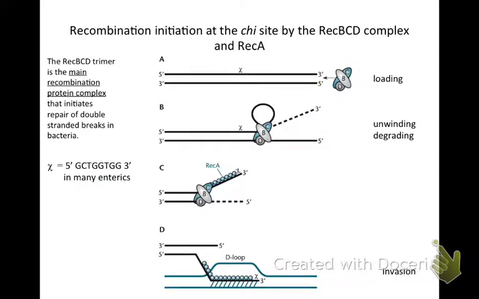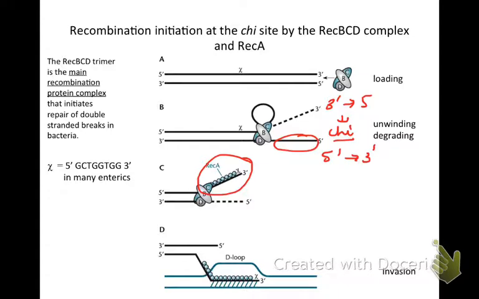So again, first it has a 3' to 5' activity. It reaches the chi site, and then it switches from 5' to 3', meaning it will be able to degrade the lower strand. Well, what this does is it allows the creation of an overhang. And this is the overhang shown here. And we have RecA bound to it.